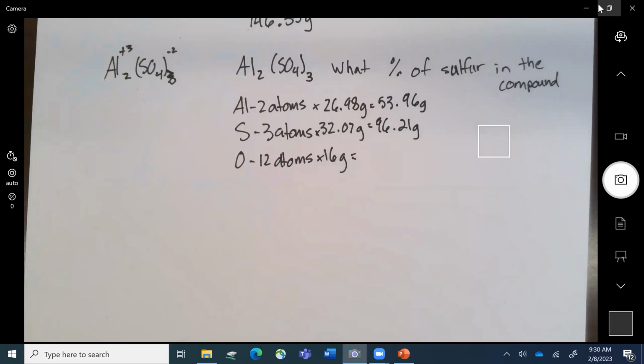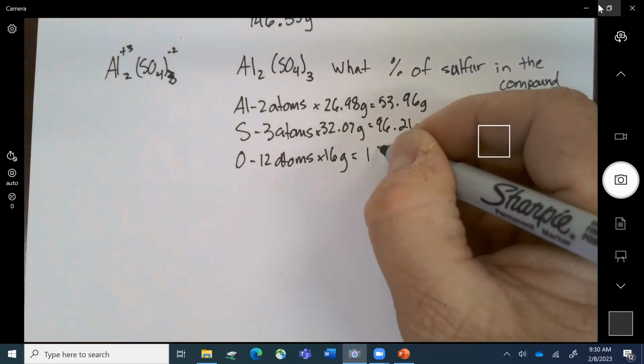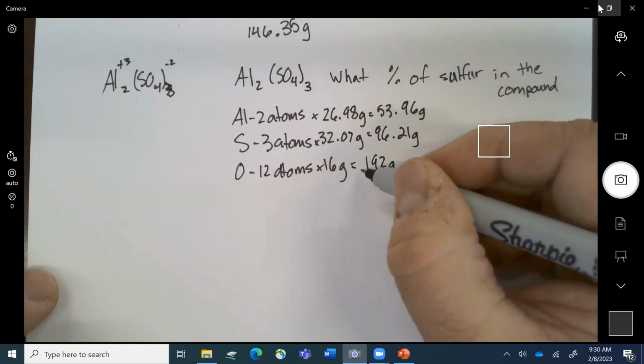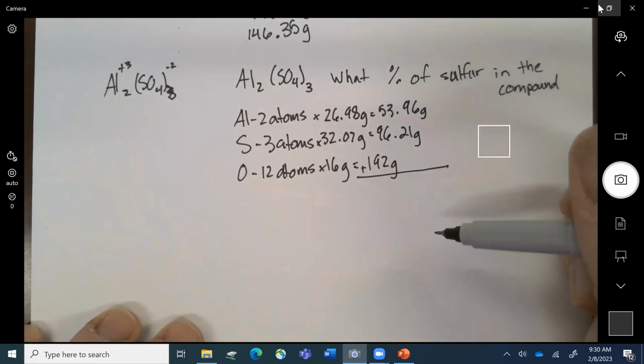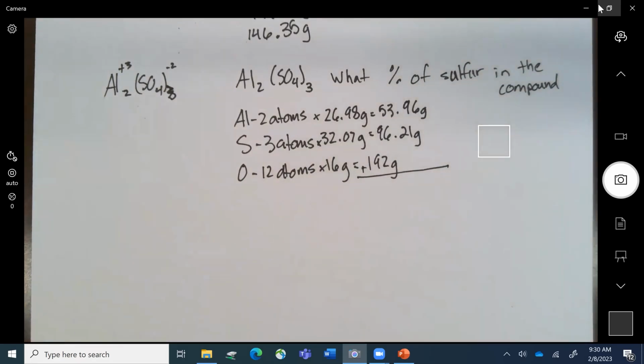I can't. I don't want to try to do that in my head. 192 grams. All right, so we have to add these all up. All you're doing with molar mass percents is you find the atomic mass. That's step one, just like we've done. We've done six of them, right? And at this point, everyone should be pros at it.